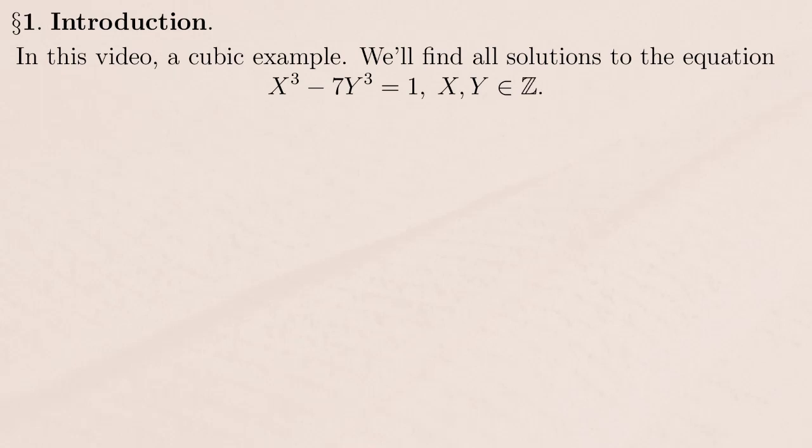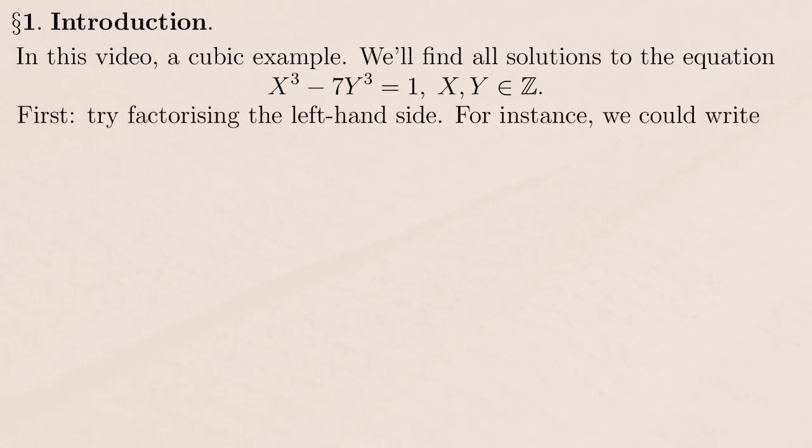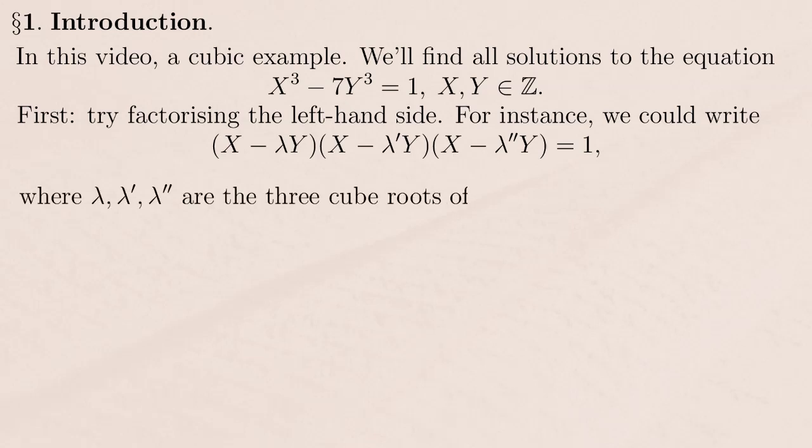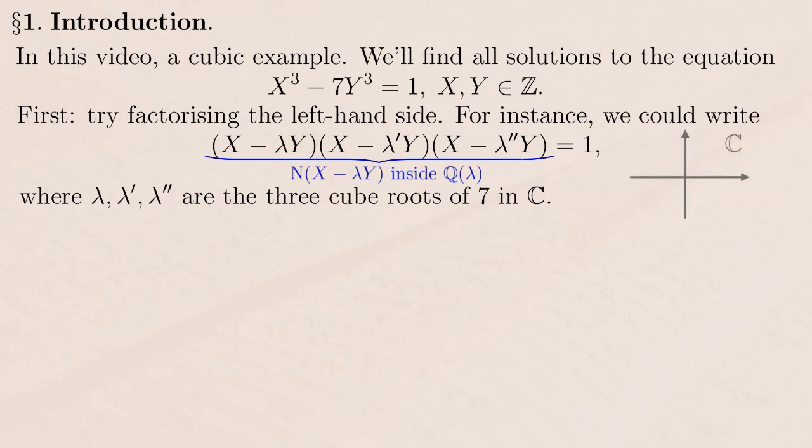Well, the first thing we'll do, as usual, is try to factorize the left-hand side. Inside the complex numbers, it factorizes as (x minus lambda y)(x minus lambda prime y)(x minus lambda double prime y), where lambda, lambda prime, and lambda double prime are the three cube roots of 7 in the complex numbers. Just like in the quadratic case, this expression is the norm of the element x minus lambda y inside the field Q adjoin lambda. Here's a picture of the cube roots of 7. One real and one pair of complex conjugates.